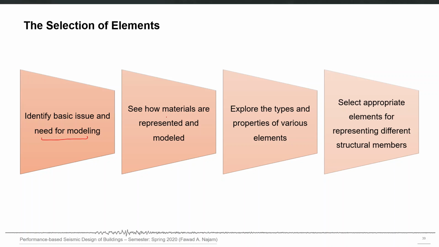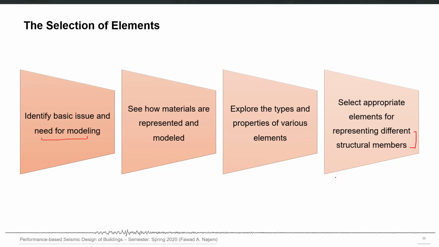You also have to see how the materials are represented and modeled in a particular element, and you also have to keep in mind all the types and properties of various elements which are available to you. So in a later part of this lecture, I will show you some of the elements which you can use in CSI ETABS or SAP, for example. And then you also have to select appropriate elements for representing different structural members.